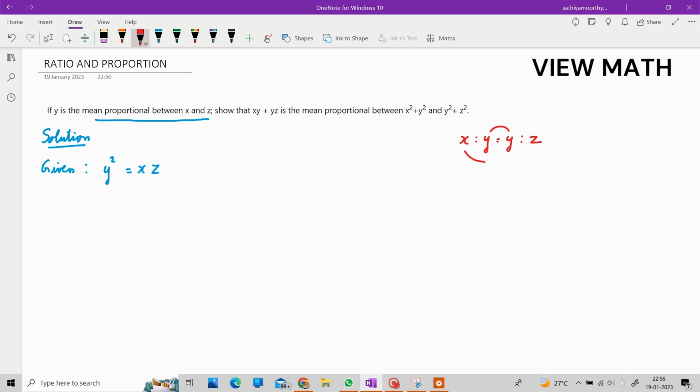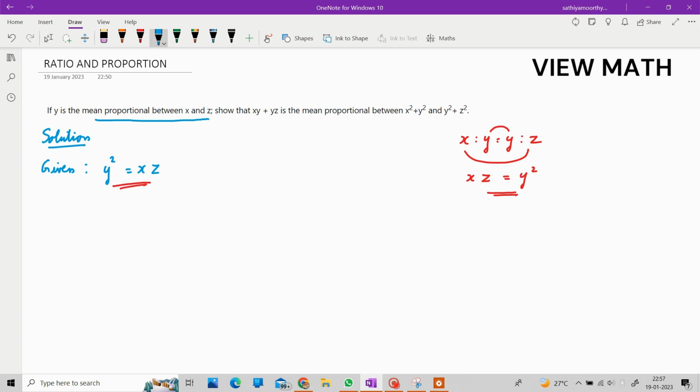Now product of the extremes is equal to product of the means, we know. So it is y square is equal to xz. So directly we can write it as y square is equal to xz. It means y is a mean proportional between x and z.